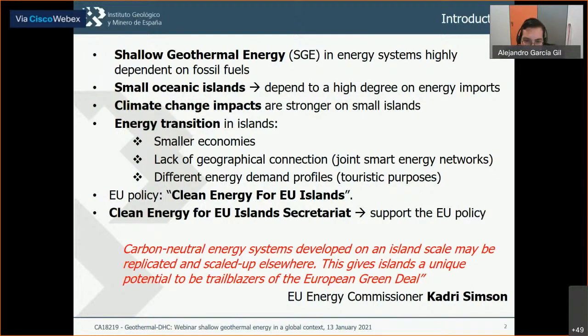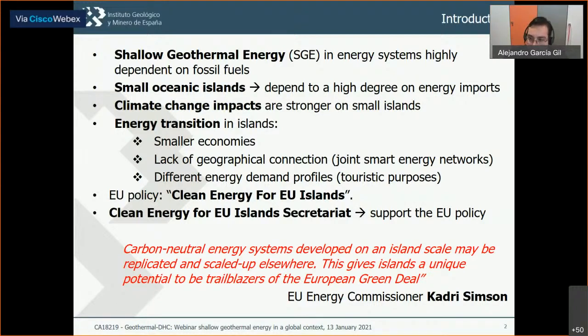Well, shallow geothermal energy is especially relevant in small islands that depend to a high degree on energy imports. In fact, the European Union recognized the special and very vulnerable role that the EU islands have in the context of the clean energy transition. On the one hand, climate change impacts are stronger on small islands, which very much depend on the local ecological systems. On the other hand, energy transition faces more challenges in islands as they are conditioned by smaller economies and the lack of geographical connection to neighborhood regions for joint smart energy networks.